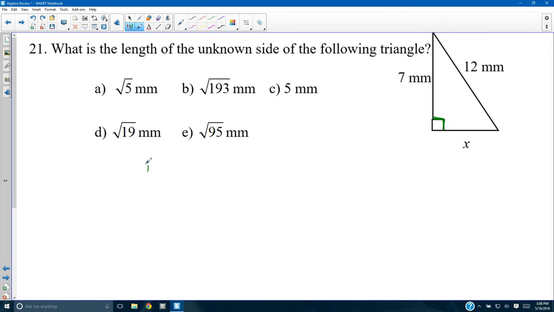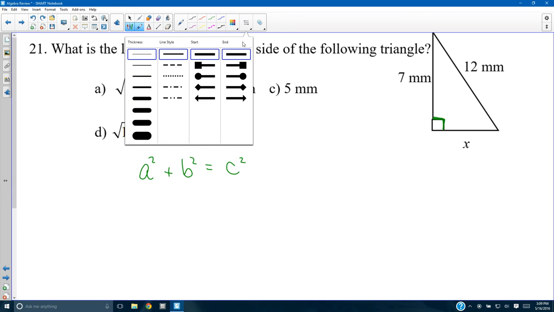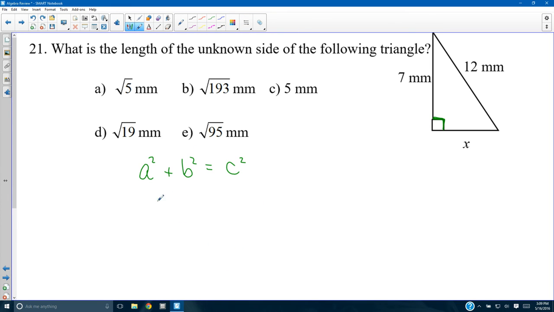Now, it is not the same as a + b = c. No, no. That can't be the case in a triangle. You cannot have the sum of two sides equal the third side. They always have to be greater. But a squared plus b squared indeed does equal c squared. So if that's the case, let's substitute. Oh, by the way, a and b represent your legs. c represents your hypotenuse. 7 squared plus x squared, the unknown, equals 12 squared.